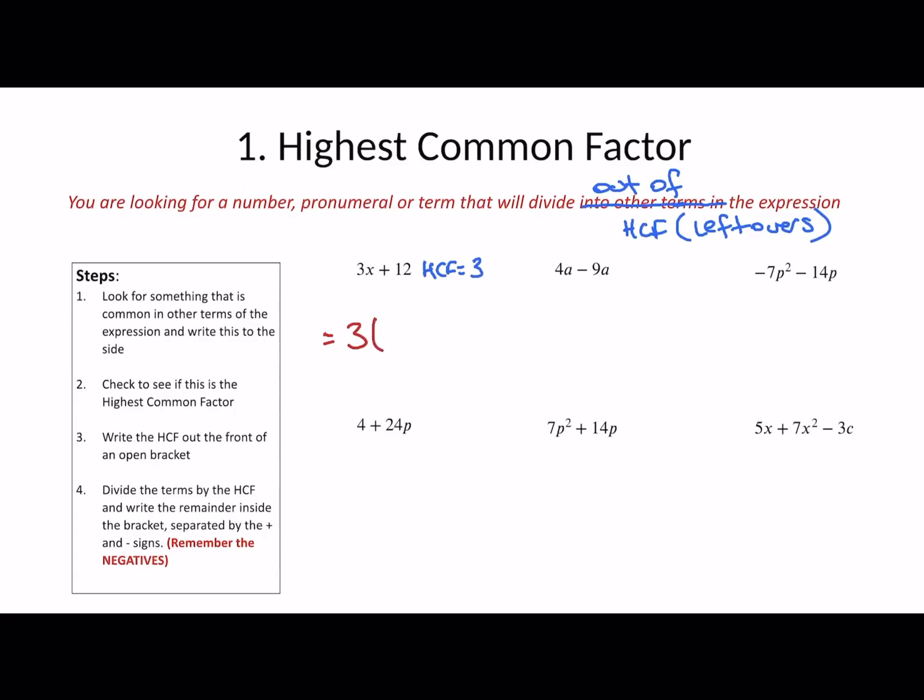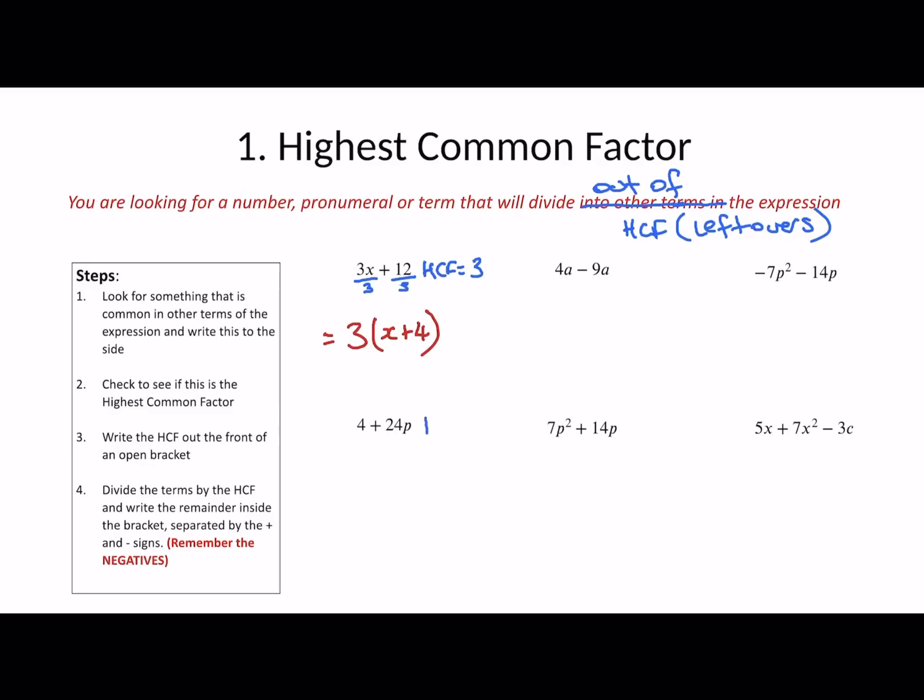Open a bracket. Now, see how I've left some room there? What we're doing is we're dividing out of that expression, the 3. So we're going to divide both of those bits by 3. 3x divided by 3 leaves you with x. Bring down the plus. 12 divided by 3 is 4. Close brackets. That's it. Now the biggest mistake people make is they forget to do the second term. Please remember that.